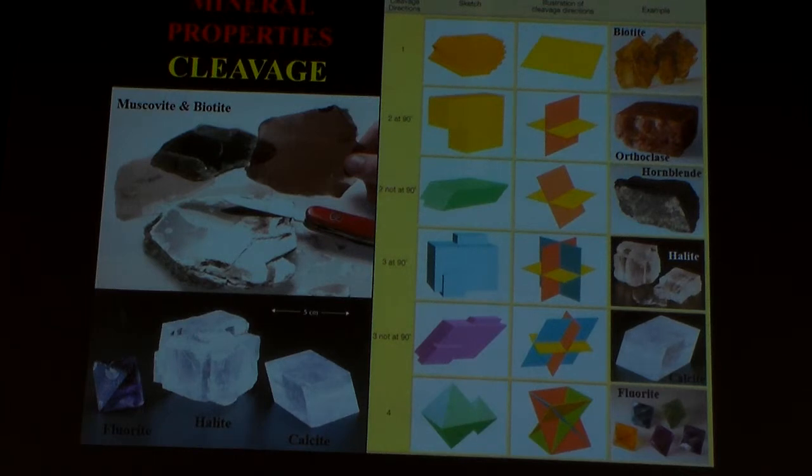The numbers can vary from 1, 2, 3, or 4. I think it's also possible to get 6 directions of cleavage, but it's extremely rare, and I know we don't have any examples of that in lab.